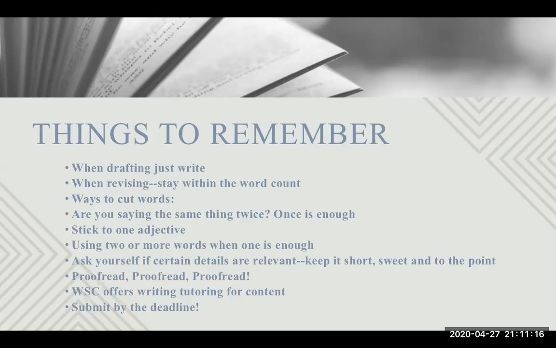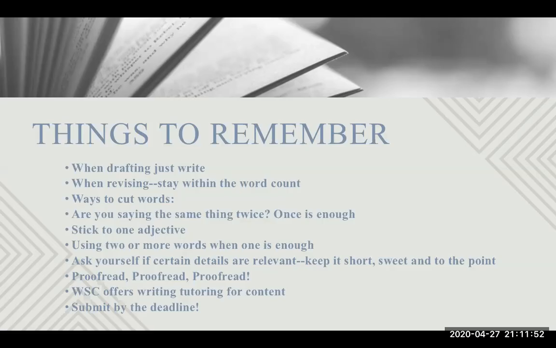The Writing Support Center, we offer writing tutoring for content. So if you ever have questions regarding how you're approaching a prompt, whether the story that you're telling is answering the prompt, is explaining why you need a scholarship, our tutors are more than happy to help you with that. So feel free to make an appointment, and I have that information in the next slide. And then, of course, submit it by the deadline.